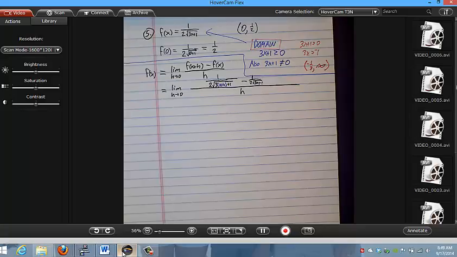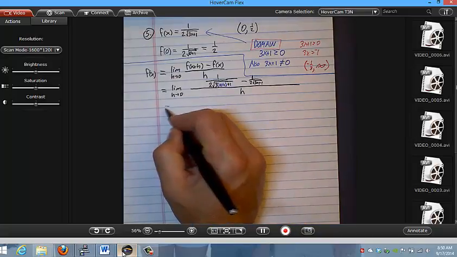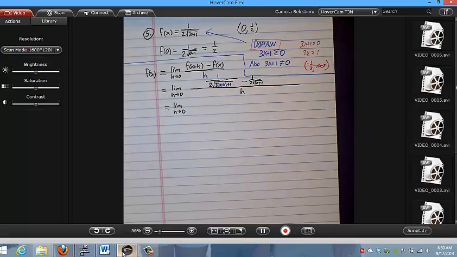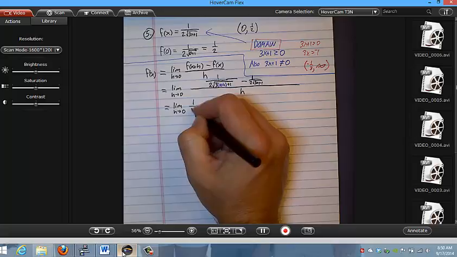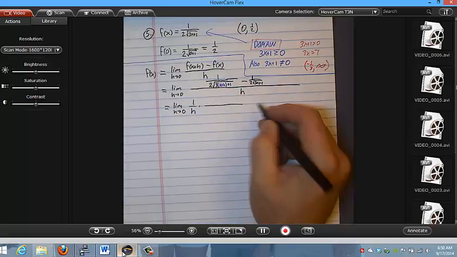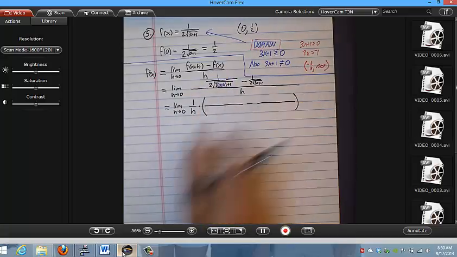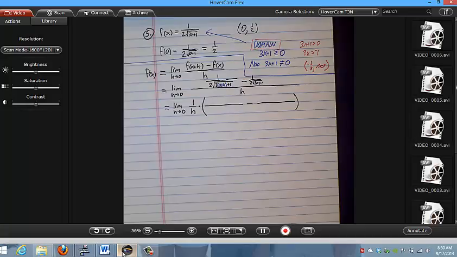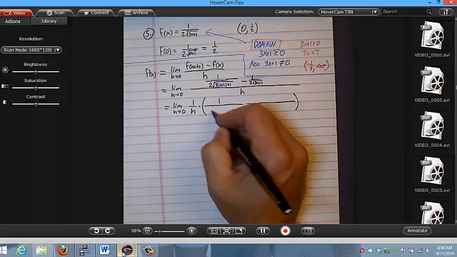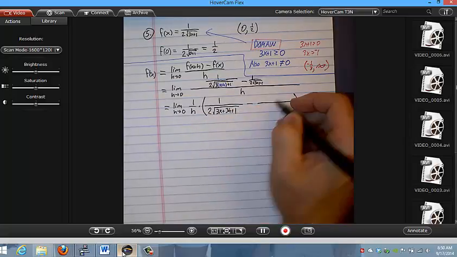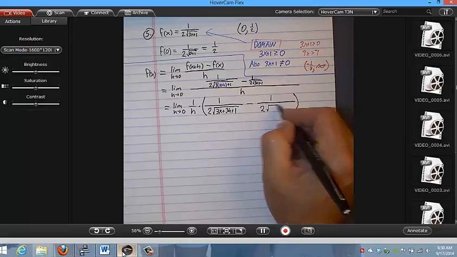And I claim that's getting ugly. So we want to try and work on this a little bit. There's a trick I showed you guys last time. Sometimes instead of dividing something ugly by h, it's nicer if we multiply by what? 1 over h. So let's write it as 1 over h times, and now I'll just write the two fractions down, in parentheses. This can help you clean it up. The first part would be 1 over 2 square root of 3x plus 3h plus 1, and this one would be 1 over 2 square root of 3x plus 1.